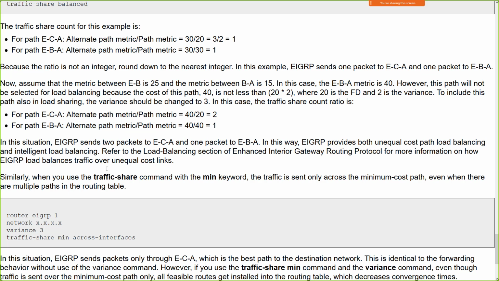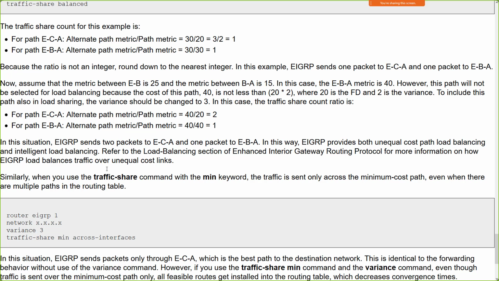So traffic share count, it ends up being kind of a ratio, if you will, of the number of packets that I'll send. So it might be like 4-to-1 or 3-to-1 or 2-to-1. It's a little bit more complicated than that when it's calculated. And it's a whole number. We don't do any floating point math on these calculations as well.